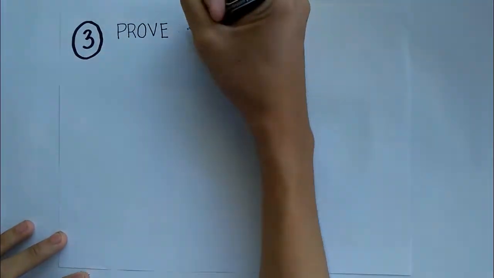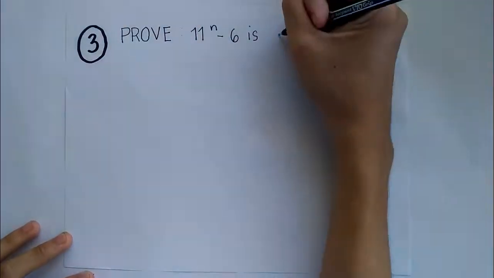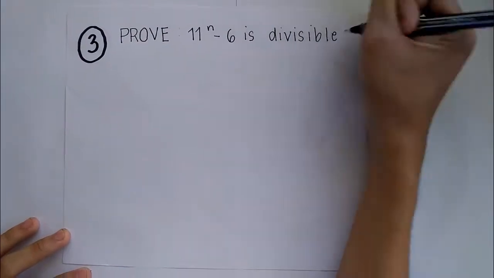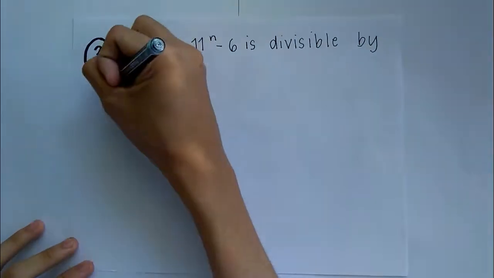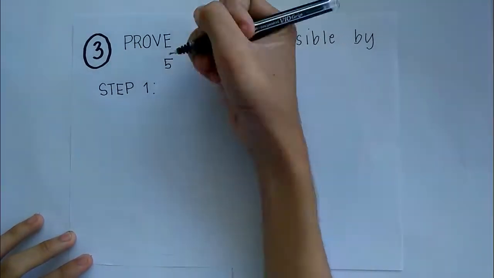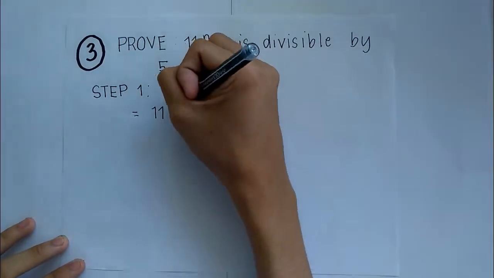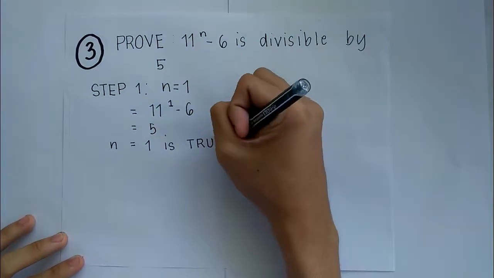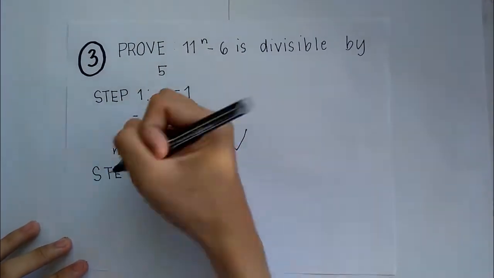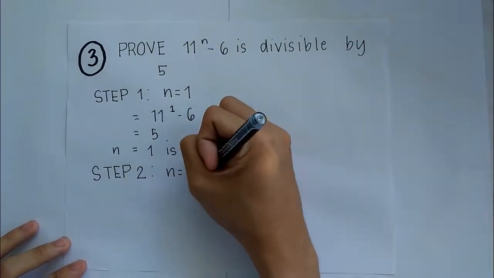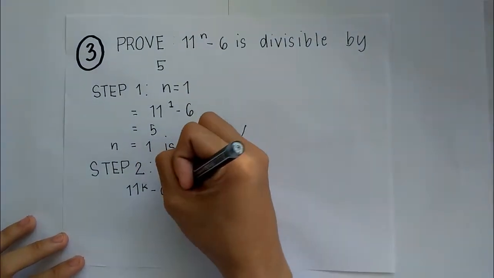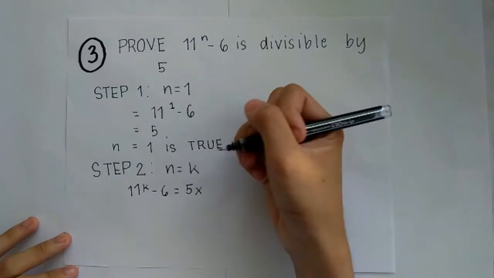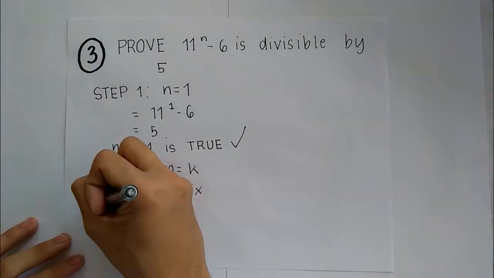Number 3. Prove that 11 raised to n minus 6 is divisible by 5. Step number 1. Use the value n is equal to 1 and substitute it to the expression. The answer is 5. Therefore, n equals 1 is true. Step number 2. Let n be k. 11 raised to k minus 6 is equal to 5x. We use 5x since it should be divisible by 5.